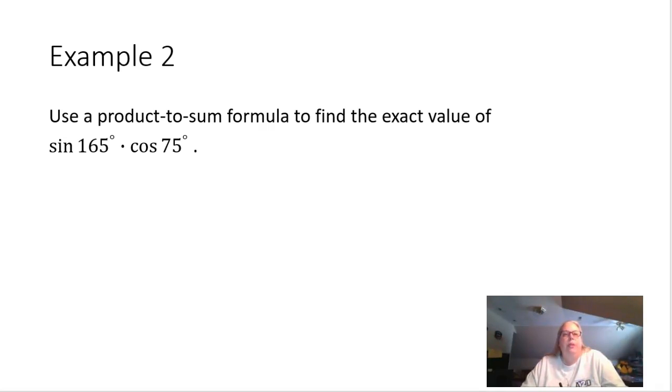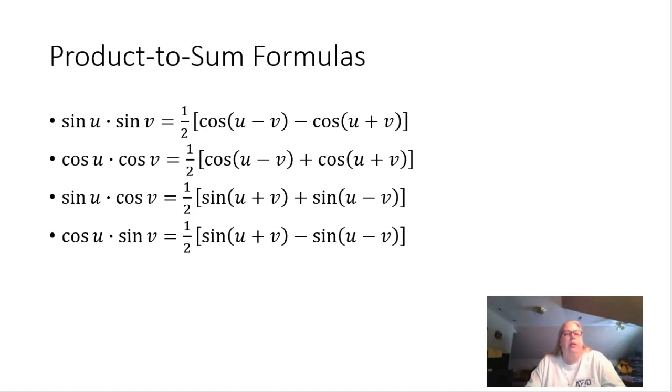Example 2, use a product to sum formula to find the exact value of the sine of 165 times the cosine of 75. All right, so we have a sine times a cosine. Let's back up here. The sine times the cosine, that's this formula right here. And we're going to take half of the sine of the sum of the angles plus the sine of the difference of the angles. So half of the sine of the sum plus the sine of the difference.